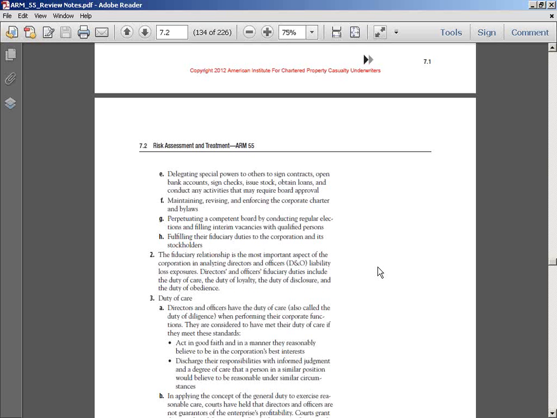The duty of loyalty had to do with essentially not stealing clients, that you're going to act in the best interest and not take advantage. Directors and officers have the duty of care, also called the duty of diligence, when performing their functions. They've met their duty of care when they act in good faith and in a manner they reasonably believe to be in the corporation's best interest, and discharge their responsibilities with informed judgment and the degree of care that a person in a similar position would believe to be reasonable under similar circumstances.